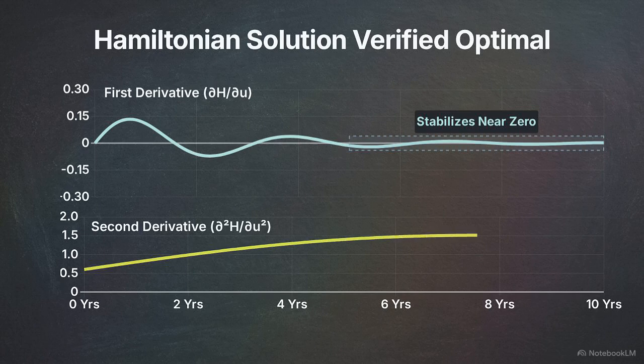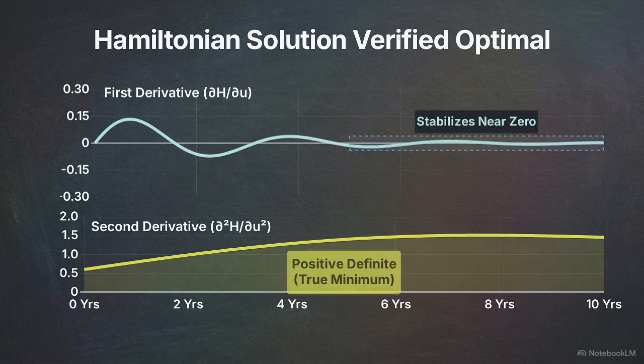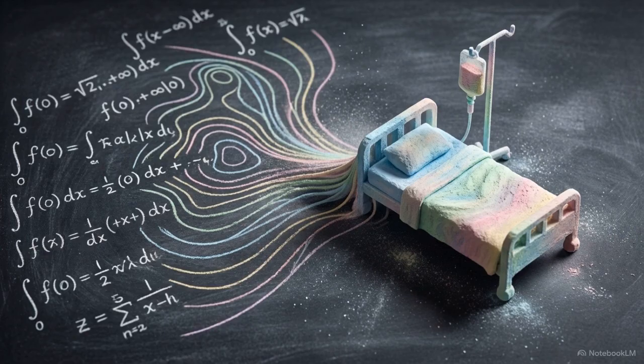The bottom chart shows the second-order check. It confirms the solution is a true minimum by proving the second derivative is positive definite, remaining entirely in the positive value range. Chaining a heuristic global search to a gradient-based local refinement successfully bridges the gap between pure computational mathematics and a clinically administrable protocol.